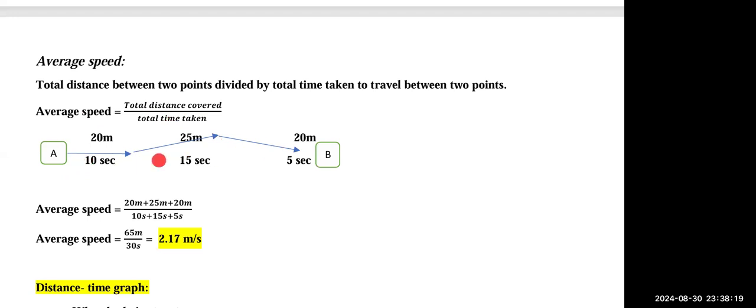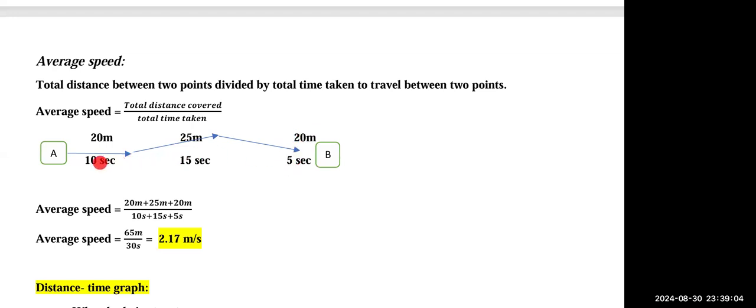For example, I have drawn the simplest example for your understanding. You want to move from A to B, and there are three tracks where the person can move. In the first track, the body covered 20-meter distance in 10 seconds. In the second track, or second road, the person is covering a distance of 25 meters in 15 seconds, and in the third track, the body covers again 20-meter distance in 5 seconds.